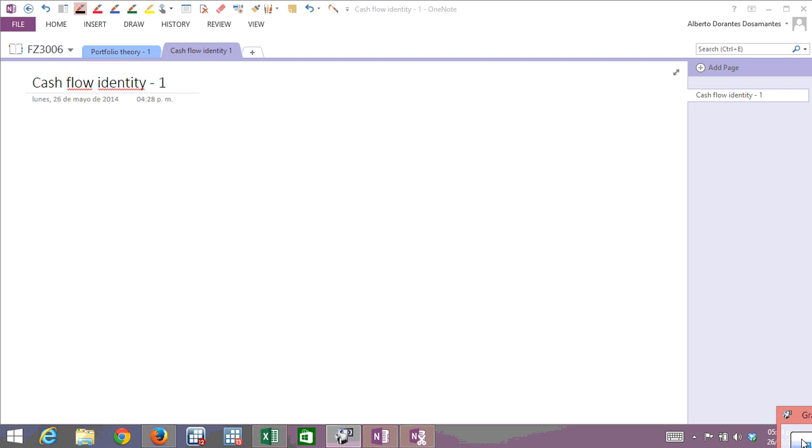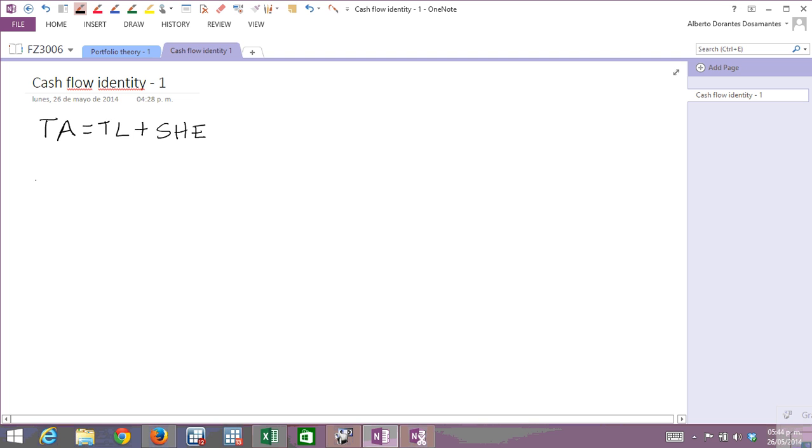Okay, I'm gonna briefly explain to you the cash flow identity. What is the cash flow identity? I'm gonna start with the main equation of accounting. The main equation of accounting is total assets equal to total liabilities plus shareholder equity. Then the resources of the company are either financed by creditors or financed by the shareholders.